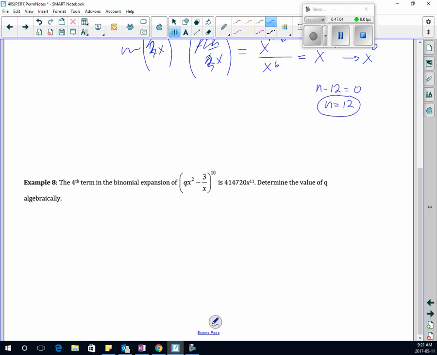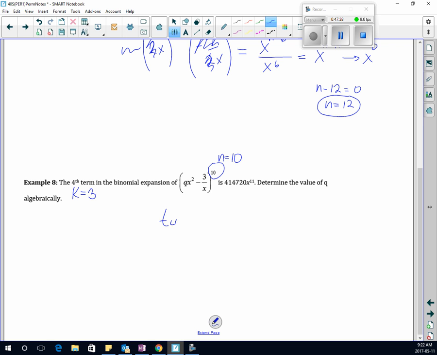Okay, the last example is, wow, this is a long lesson. The fourth term in the binomial expansion of qx squared minus 3 over x to the power 10 is given, and they give you the term, but you need to find what q is. Okay. So the fourth term, they're giving you what? K equals 3. Very good. N is 10. So let's expand it.